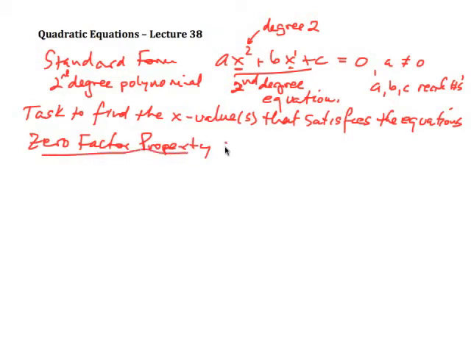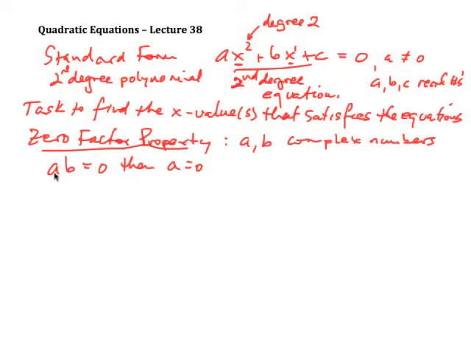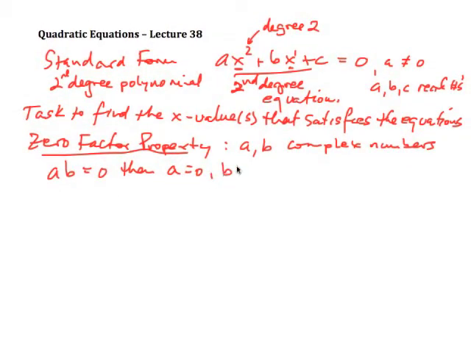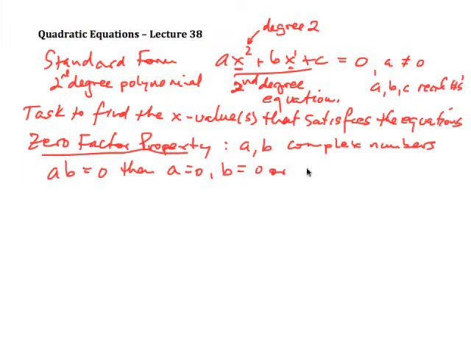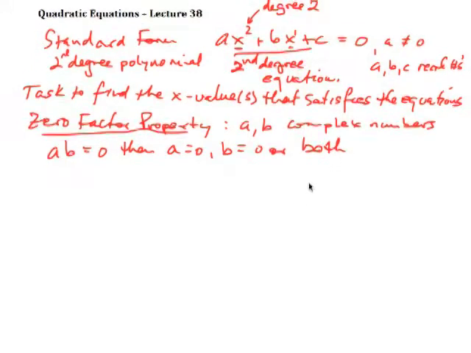The first one we're going to talk about relies on what's called the zero factor property. Now the zero factor property works on the basis that if I have a and b, which could be complex numbers even, and the product of these two numbers is equal to 0, then clearly either a is 0, or b is 0, or both a and b are 0, since a times 0 would still be 0.